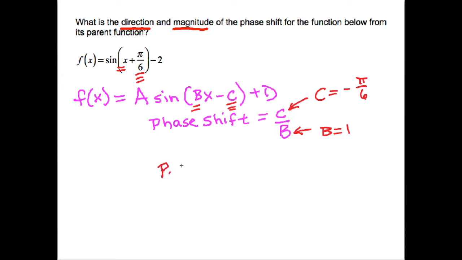Alright, so let me abbreviate. We have a phase shift equal to c, which is negative pi over 6, divided by b, which is 1, and that's negative pi over 6. So with the phase shift as a negative pi over 6, that means we're going to choose for a direction left. We're going to shift left, and for the magnitude, it will be pi over 6 units.